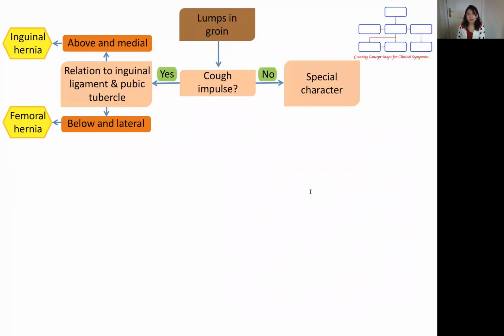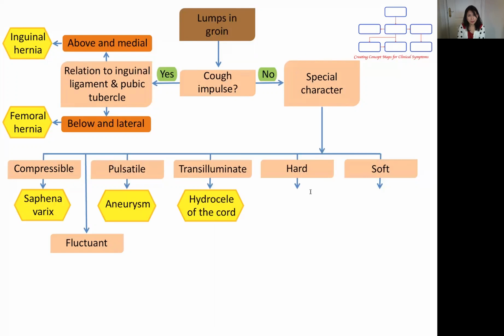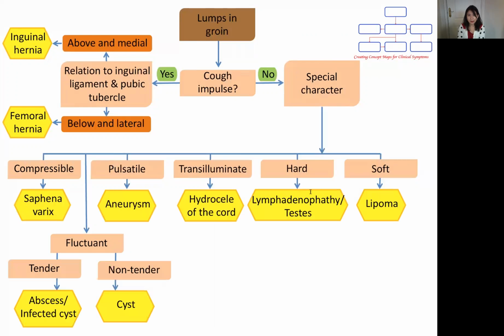If there is no cough impulse, the second crossroad is the characteristic of the swelling: compressible, pulsatile, transilluminate, consistency hard or soft, able to get above the lump, or fluctuant. Compressible, saphena varix. If it is pulsatile, it could be aneurysm. Transillumination positive, think hydrocele of the cord. Consider consistency and distinguish lipoma or maldescended testes. If fluctuant, tenderness can also isolate the diagnosis.